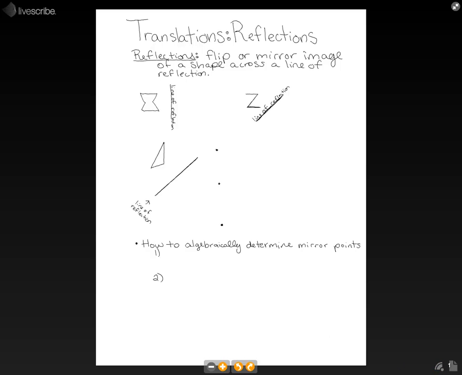This video is about translations, and specifically the translation of reflections. Reflections are when an image or a shape is flipped, or the mirror image is formed across some line of reflection. So some simple examples here. If we have this line of reflection and we're going to mirror or reflect this shape, we get a shape similar to it, just on the other side.